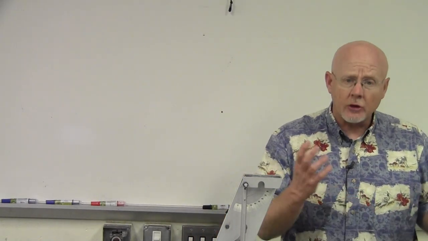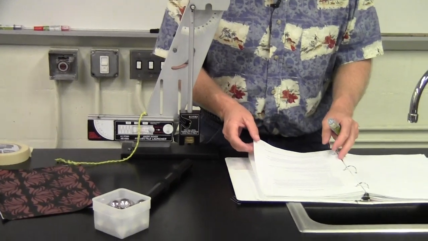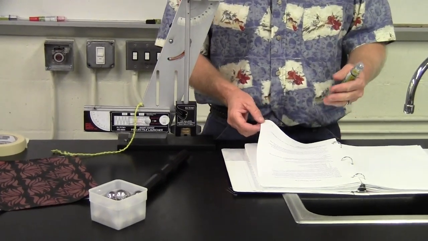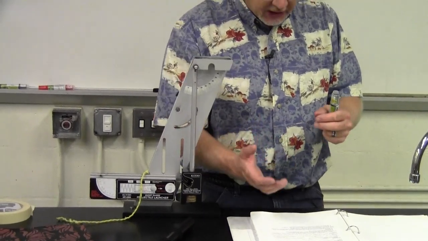So let me start with the whole idea of the ballistic pendulum. Take your lab manual and go to page 36 if you haven't already. And you'll see here that your author has a description, and I'll put that description on the board. In fact, the description continues on to page 37, and then he gives you the procedure.